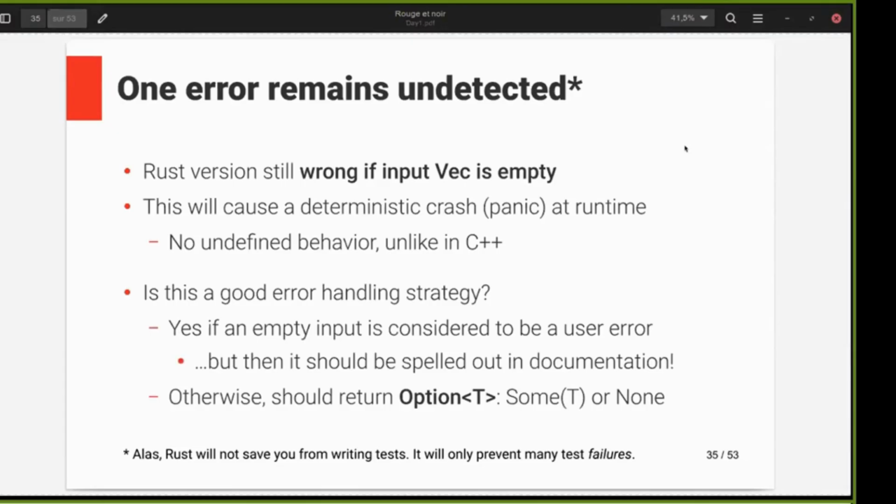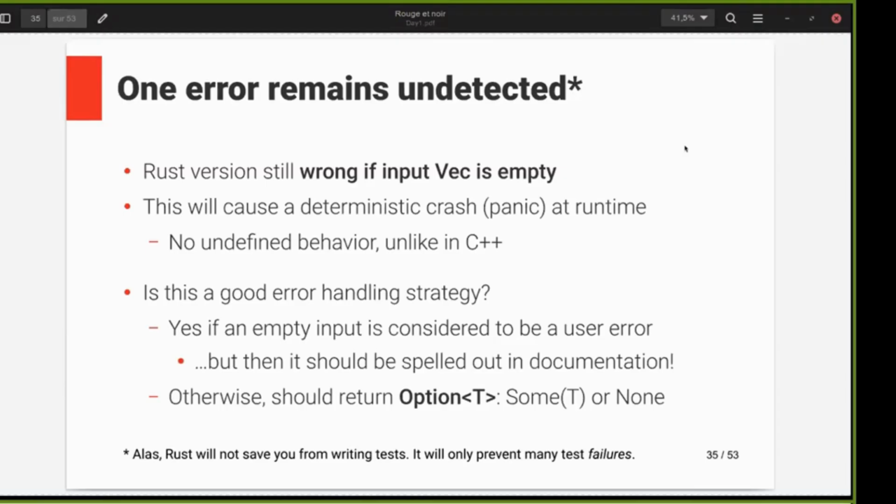Now, we may ask, is this actually a good way to handle this error? And I would argue that here, it depends. We can consider this to be a good error handling scheme if we consider that sending an empty vector to something that computes a median is a user error, something that the user should never do. If, however, we make this decision as the implementer, we should set it in stone by spelling it out explicitly in our documentation, saying you should not use this function with empty inputs because it makes no sense.